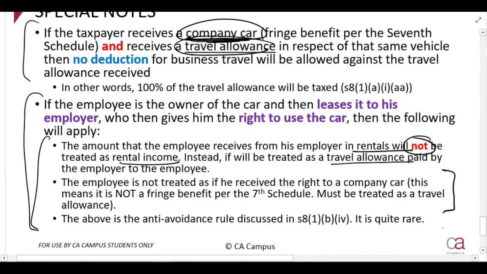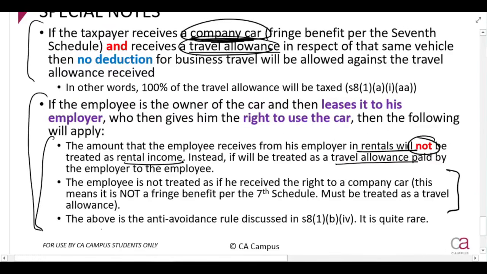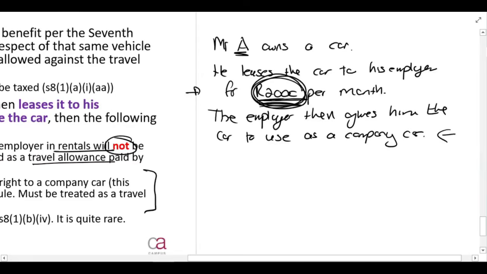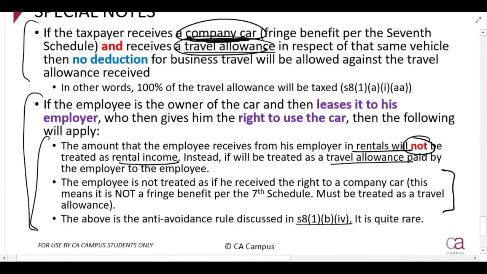He will not be treated as if he then receives a company car. Although he is getting a company car, they will not treat him like he does that. So you will then basically just treat it as if he receives 2,000 rands a month, and if he kept a logbook, he can then claim his deemed cost and his actual cost on it as normal. Right, so this is an anti-avoidance rule that's discussed, and it's obviously not that common.